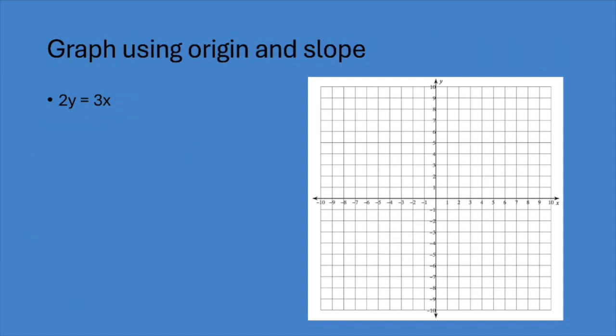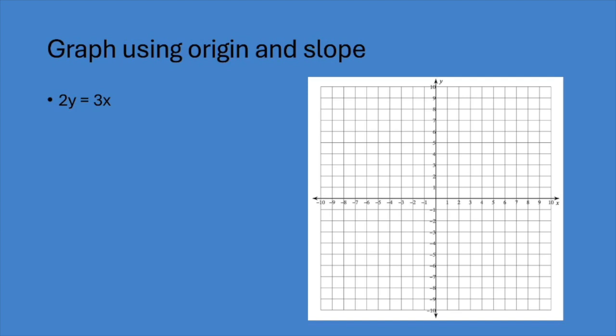Woo! What in the world is this? 2y equals 3x? This one tells us to graph using the origin and the slope. What in the world is the origin? Couldn't it just be 0 at that point? What is the origin, by the way? Up there, the instructions say graph using the origin. What's the origin? The very middle, the 0, 0.